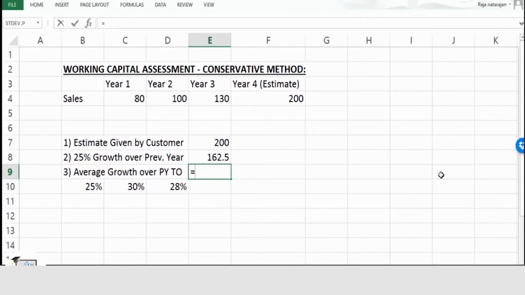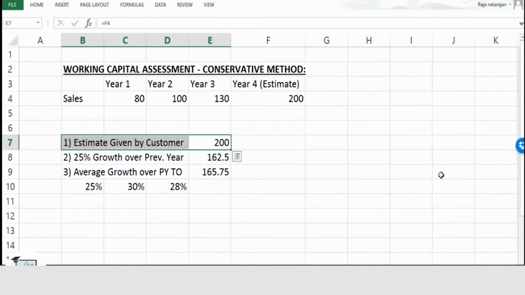So let's see, it's going to be 130 multiplied by this growth rate. So we get 165.75. So we are having three different numbers now. The estimate given by the customer is 200, 25% growth over previous year is 162.5.